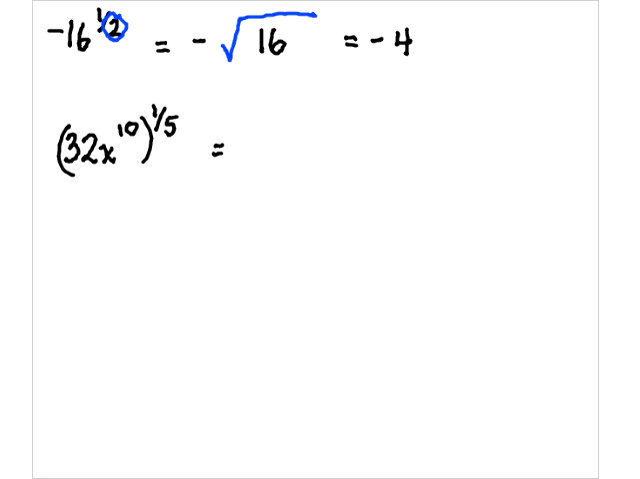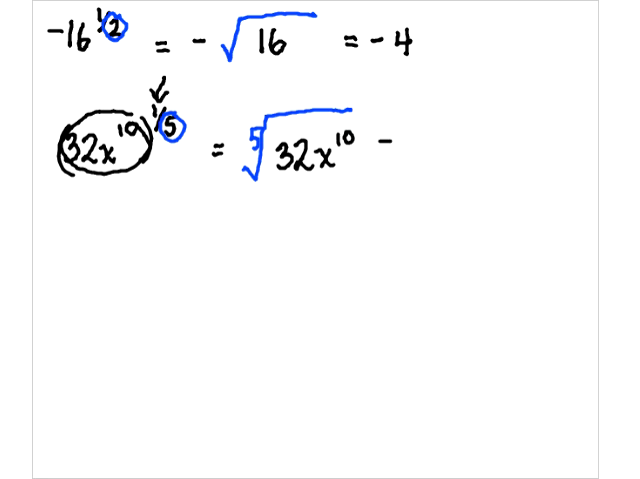Alright, the next one was 32x to the 10th to the 1/5. Okay, now this one is in parentheses. So the 5 in the denominator of that fractional exponent tells me I'm taking the 5th root, and then all of this is going to be on the inside to the first power. That's what the 1 means, but anything to the first power is itself. So 32x to the 10th. And the 5th root of 32 is 2, because 2 to the 5th power is 32. And the 5th root of x to the 10th is x squared, because if I have 5 of those, then I'm going to make 32x to the 10th.